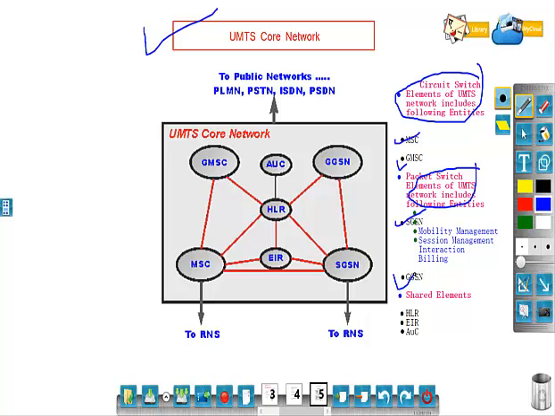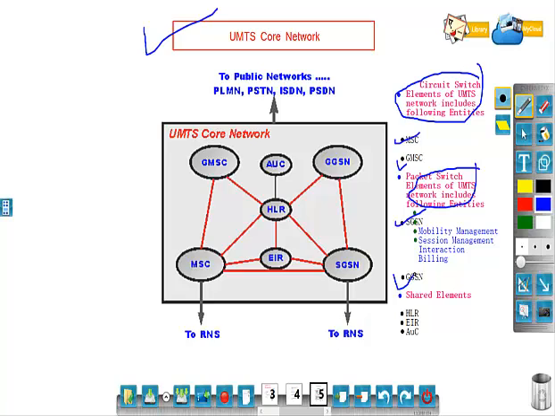So what are the SGSN and GGSN? The SGSN is the serving GPRS support node, and the GGSN is the gateway GPRS support node. We'll get into details. First, the SGSN. As the name implies, this entity was first developed when GPRS was introduced and its use has been carried over to the UMTS network architecture.